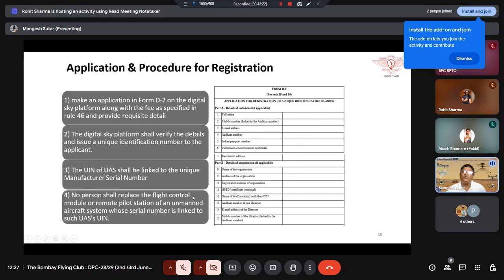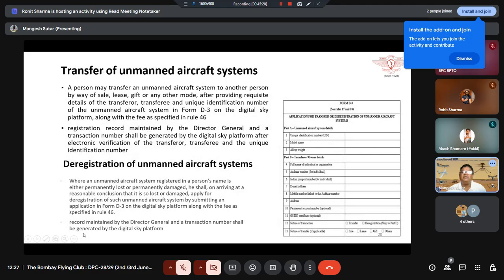So if you see the example here, no person shall replace the flight mode. In case your drone crashed, it becomes unusable. But by changing the frame, changing the propellers, or changing some components, I can make that drone usable again. So in that scenario, you should deregister that drone, then change the component, make the drone usable, and then re-register.